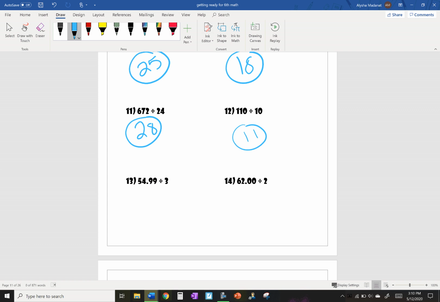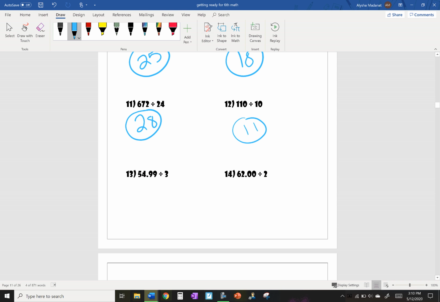Now we got more of those decimals again. So we've got 54.99 divided by 3. So again, 54.99 is going to go in the box. 3 is going to go on the outside. I have that decimal inside, so bring it straight up. Ask yourself, can 3 go into 5? Yes, 1 time. Can 3 go into 24? Yes, 8 times. And just because you have a 0 right here does not mean you're done, because you still have 2 digits in here.